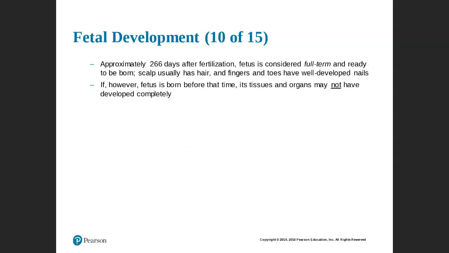So at about 266 days, the average number of days for gestation after fertilization, the fetus is considered full term and ready to be born. Scalp usually has hair, fingers and toes are well developed. Nails.